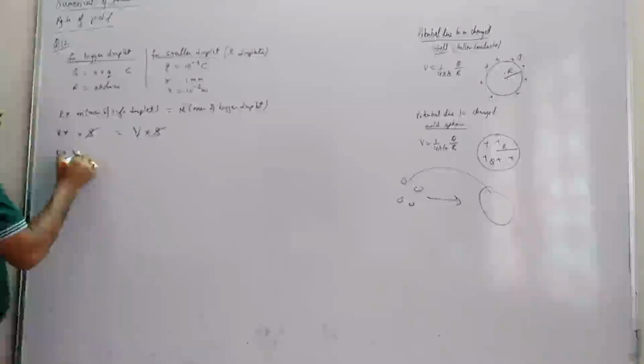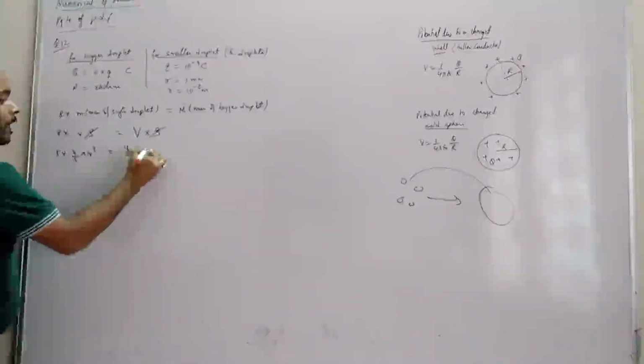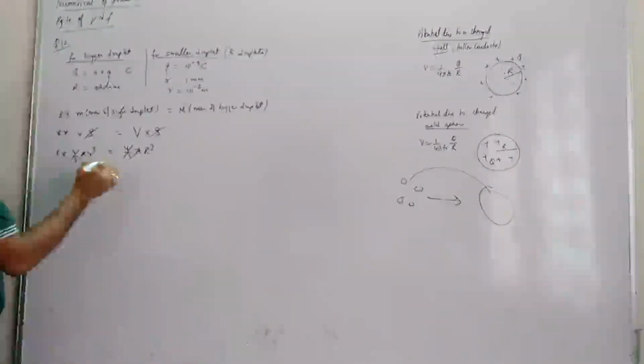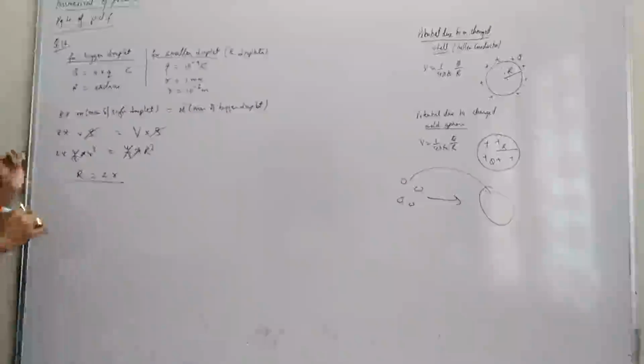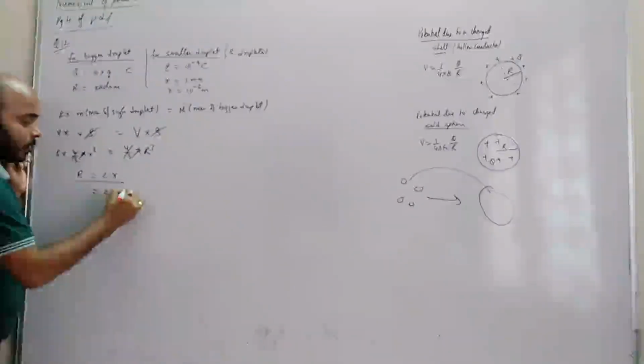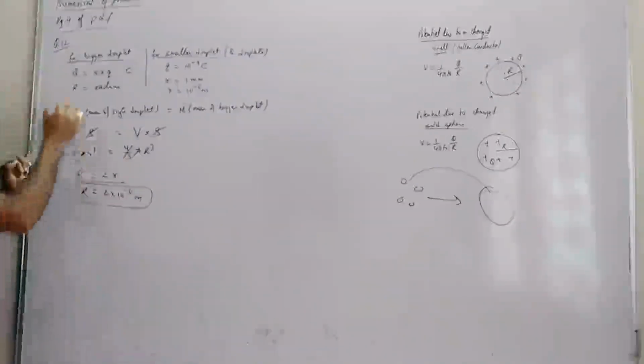What is volume? Spherical shape, 4 by 3 pi r cube, and 4 by 3 pi capital R cube. The 4 by 3 pi cancels. So 8 r cube equals capital R cube, giving capital R equals 2r. So we got the radius also, that is 2 into 10 to the power minus 3 meter. We got the bigger radius value, and we got the total charge value.